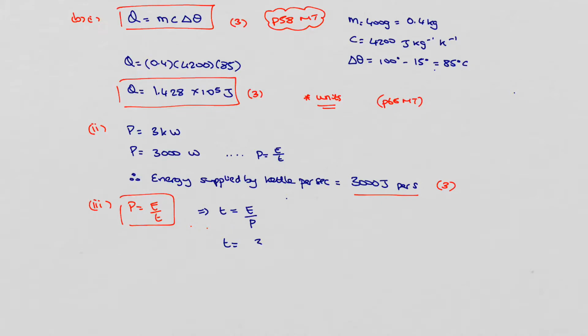And what's our energy? Our energy is 1.428 by 10 to the power of 5. And what's our power? Well, our power was 3,000 watts. So again, you have to make sure you're working in watts and not kilowatts. So again, that is 47.6 seconds. So again, 3 for subbing into our formula and 3 for our answer. So we had 15 marks in total for our calculation.